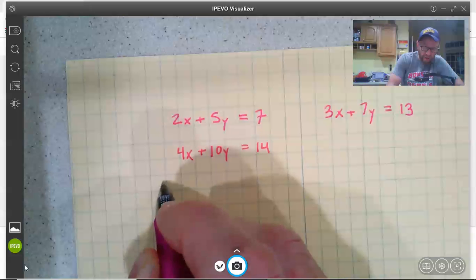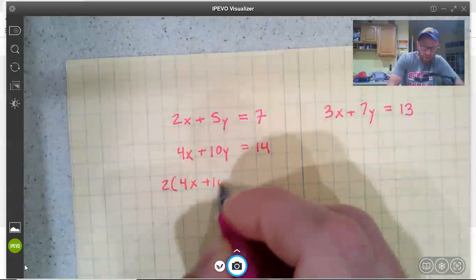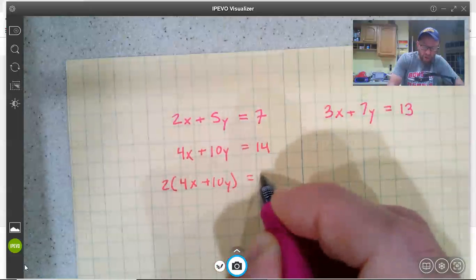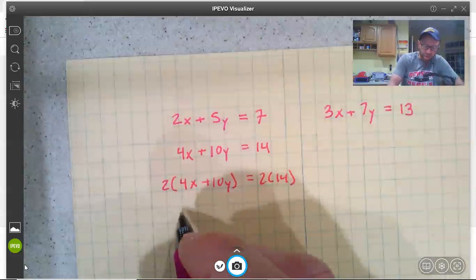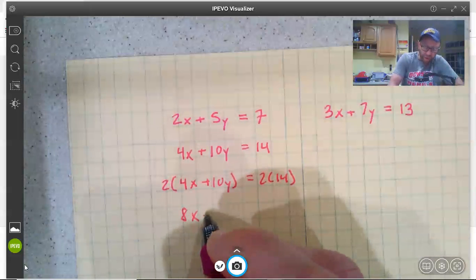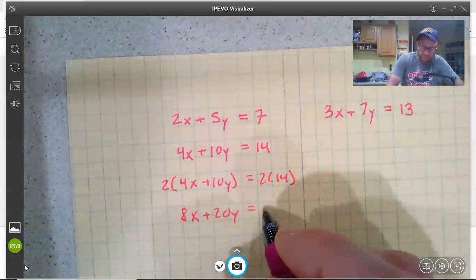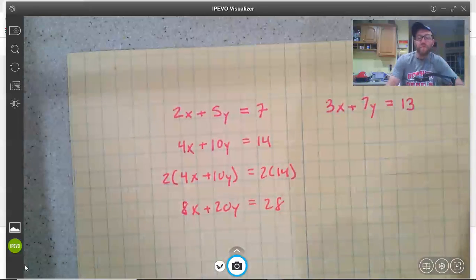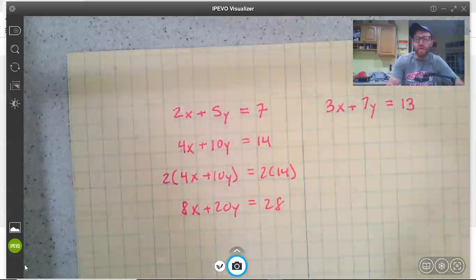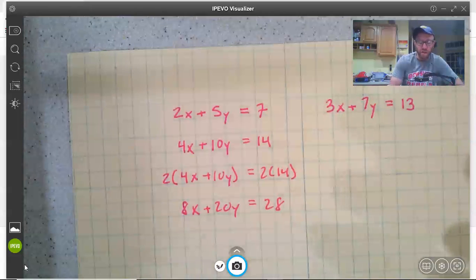I could write it this way: 2 times 4x plus 10y equals 2 times 14, and I'd use my distributive property to get 8x plus 20y equals 28. Right. And we check that this process of doubling each side, where I could multiply by any number I wanted to, or even divide, doesn't change the solution to the equation.